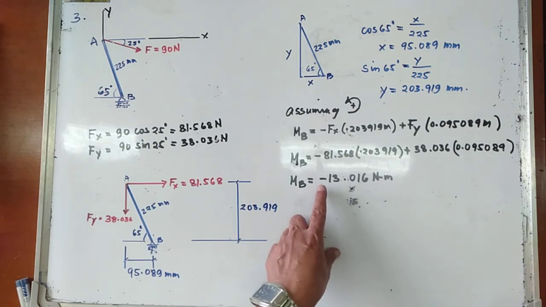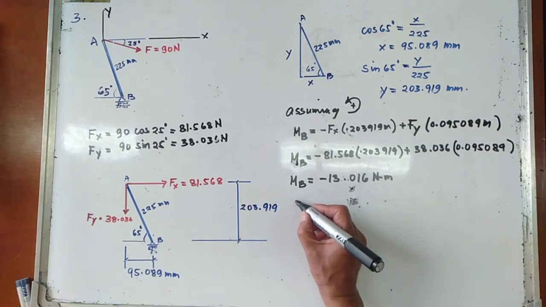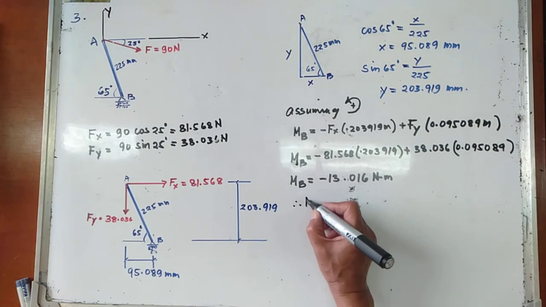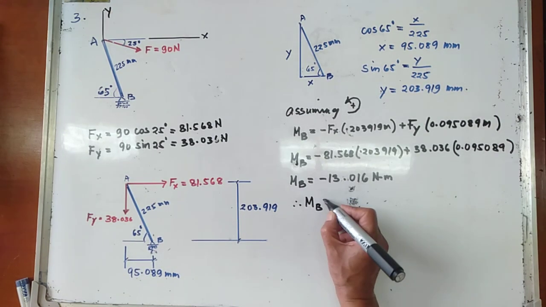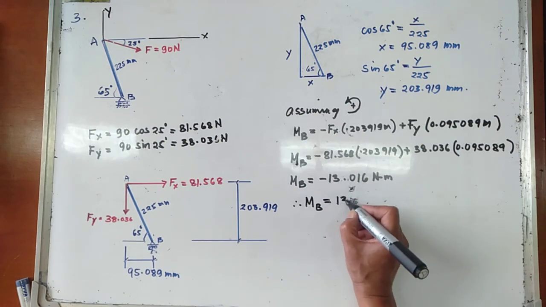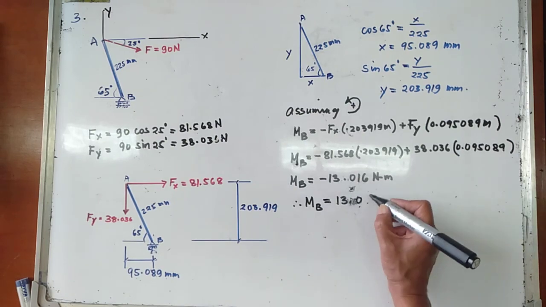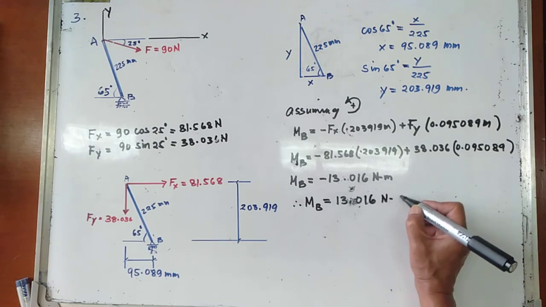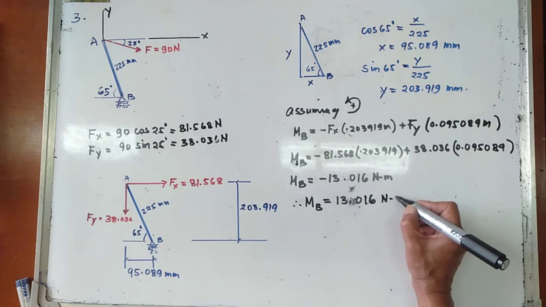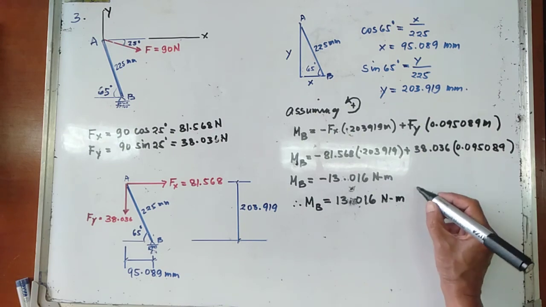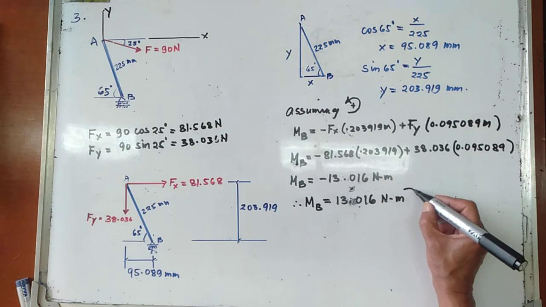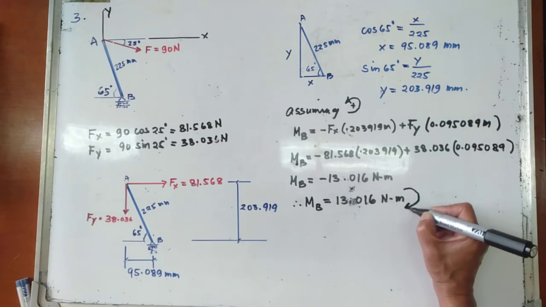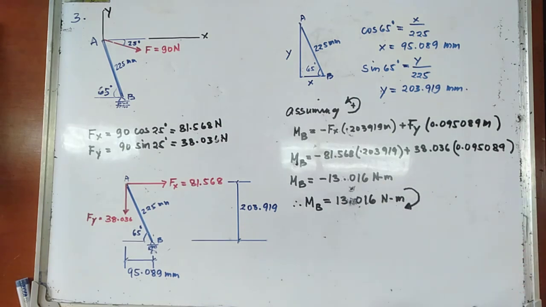What does the negative sign indicate? The negative sign indicates that the moment of the force about point B, 13.016 Newton meter, is a clockwise moment.